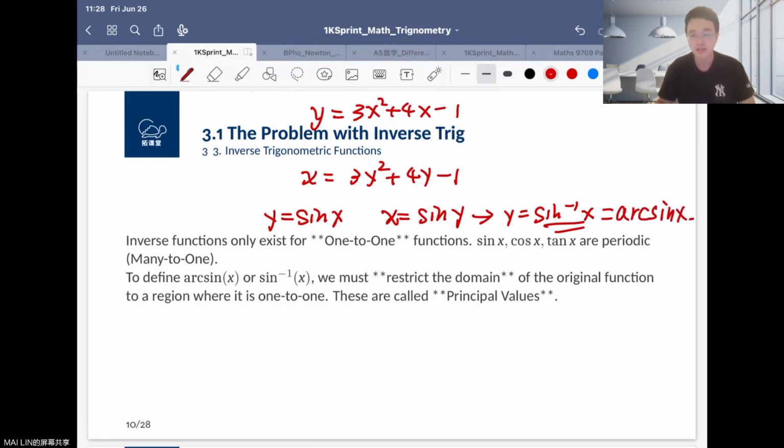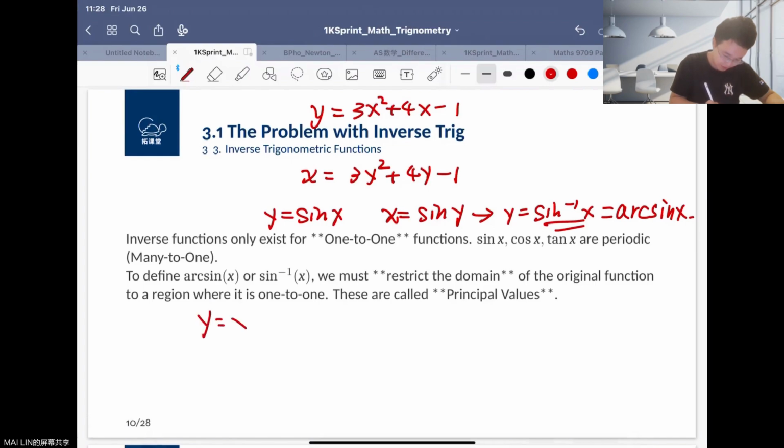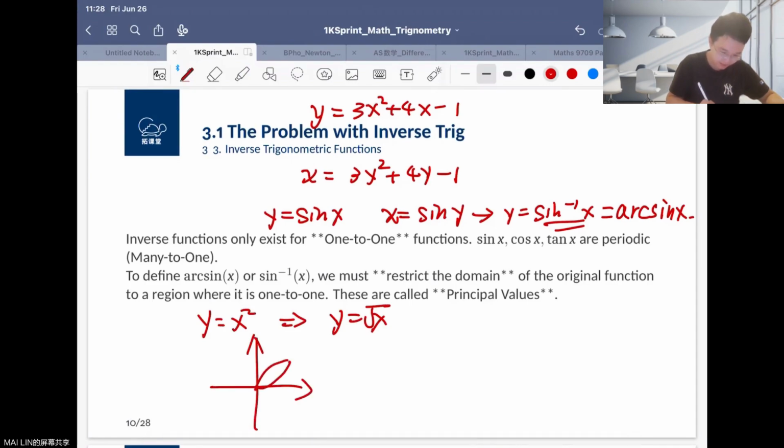So remember that for the sine function and cosine function, the inverse function always has a graph symmetrical about the line y equals x, right? For example, if we say y equals x squared, the inverse function is y equals square root x. This is y equals x squared, and here is y equals square root x. They are the same graph, but symmetrical about y equals x, right?